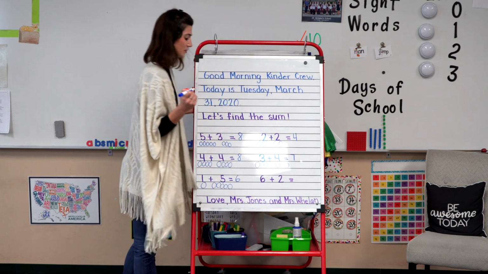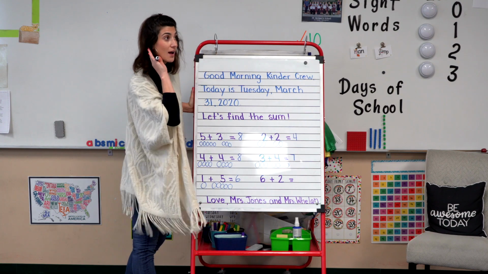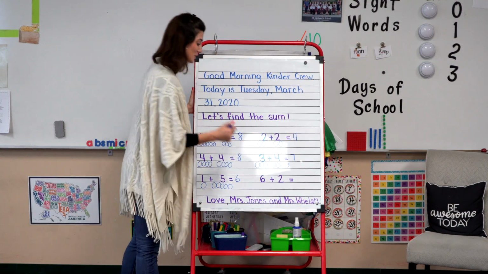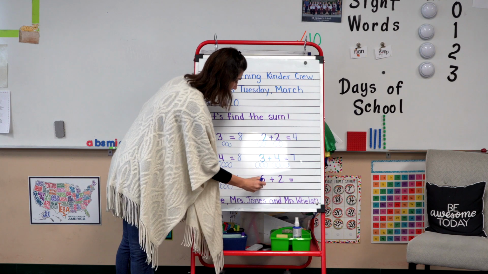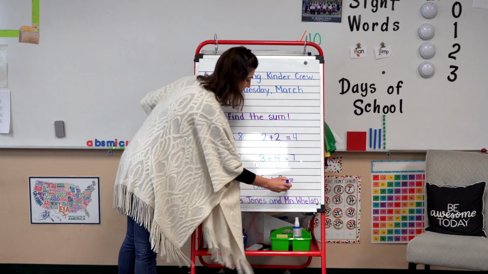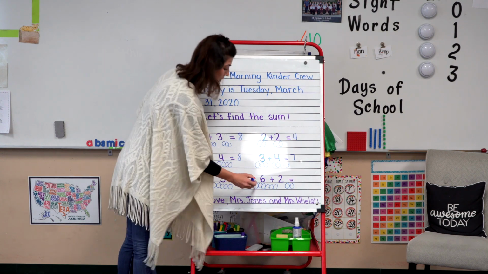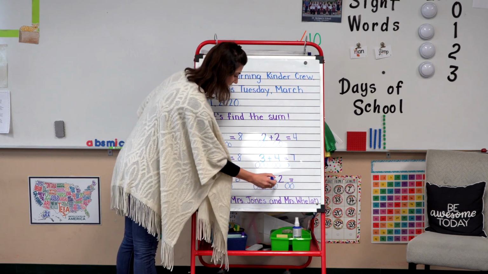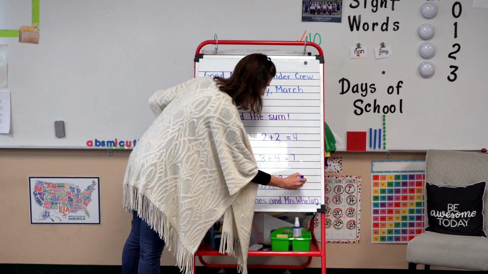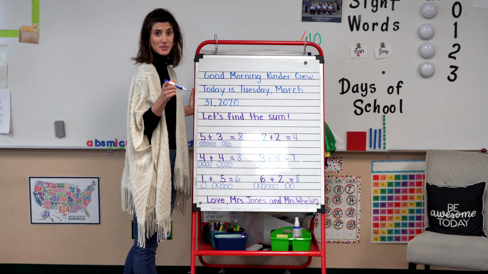All right, last problem, kindergarten. 6 plus 2 equals. I'm going to draw my groups. 1, 2, 3, 4, 5, 6. My other group is 1, 2. So my sum is 1, 2, 3, 4, 5, 6, 7, and 8. Awesome job. You guys are master mathematicians.